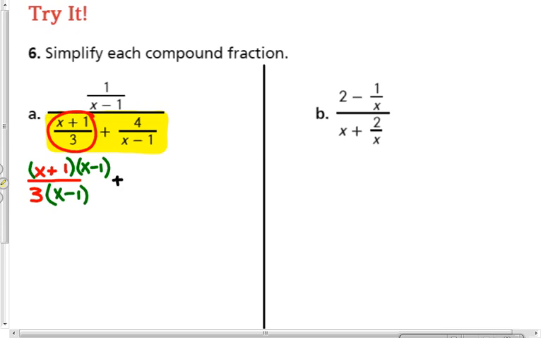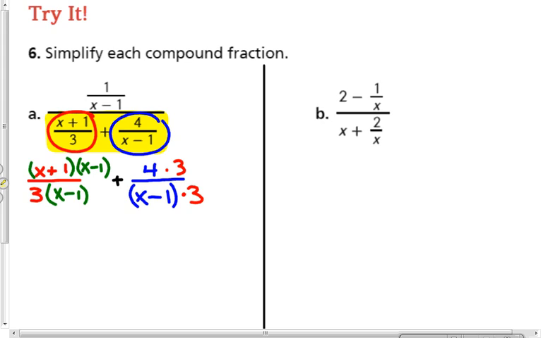Plus, this fraction in blue was 4 over x minus 1. So it's got the x minus 1 that the other one has now, but it doesn't have the red 3. So we're going to multiply top and bottom by 3. Keep in mind, I'm only working on the denominator. The numerator's just sitting there and waiting.